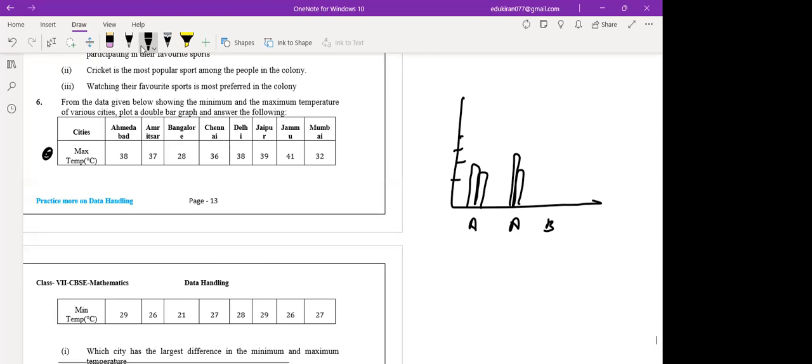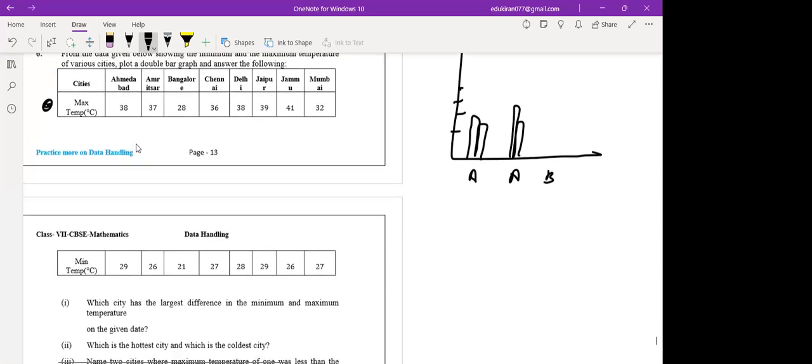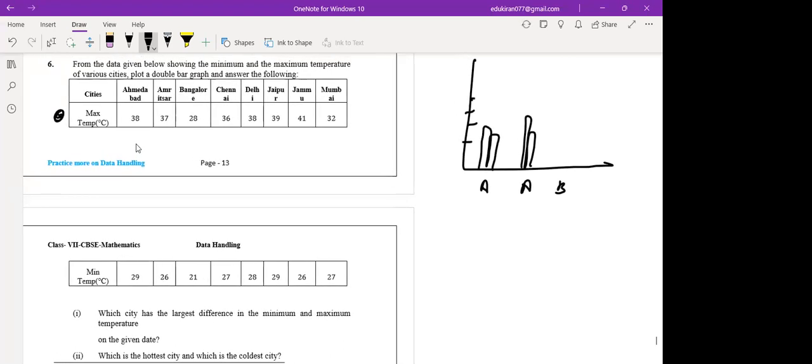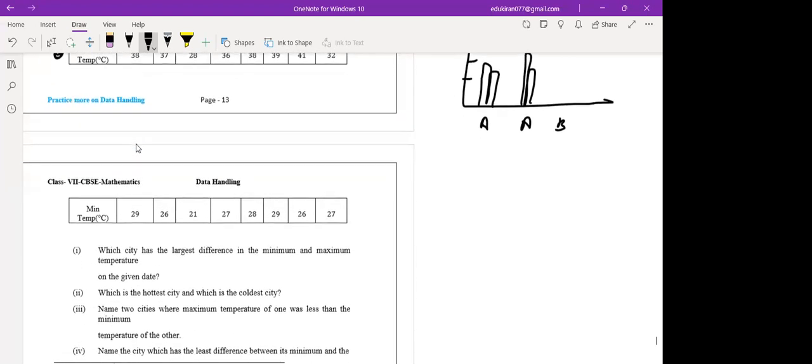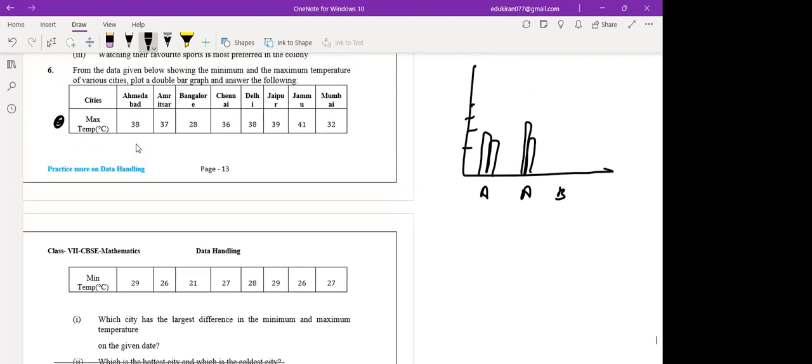Okay. Once you are done, then you have a few questions. I'll scroll it down. First draw the graph, then I'll scroll it down.